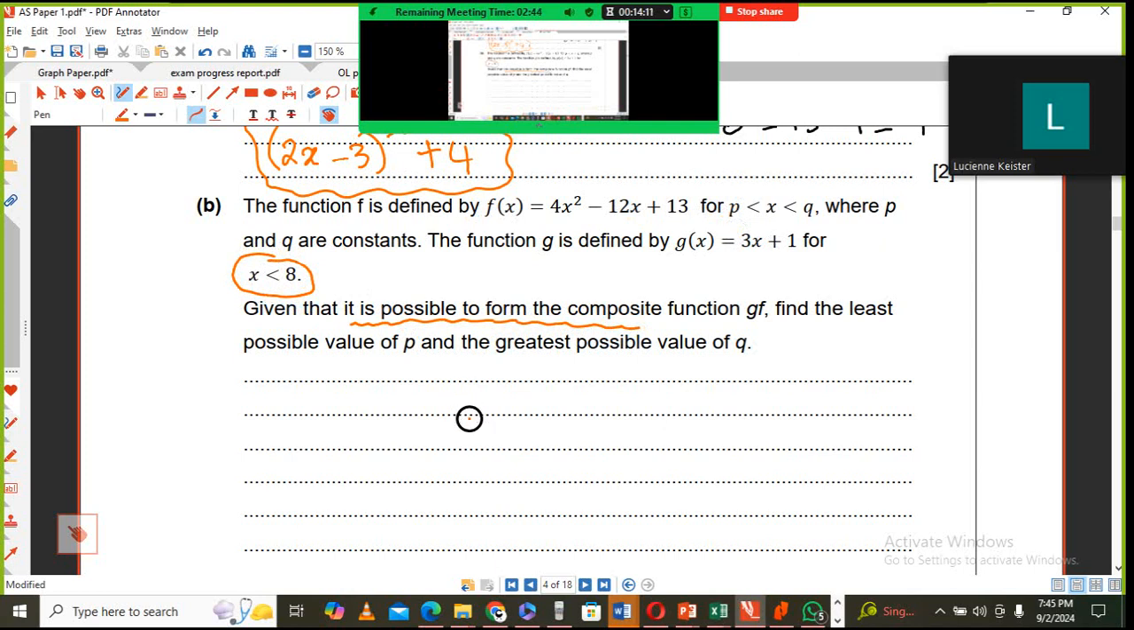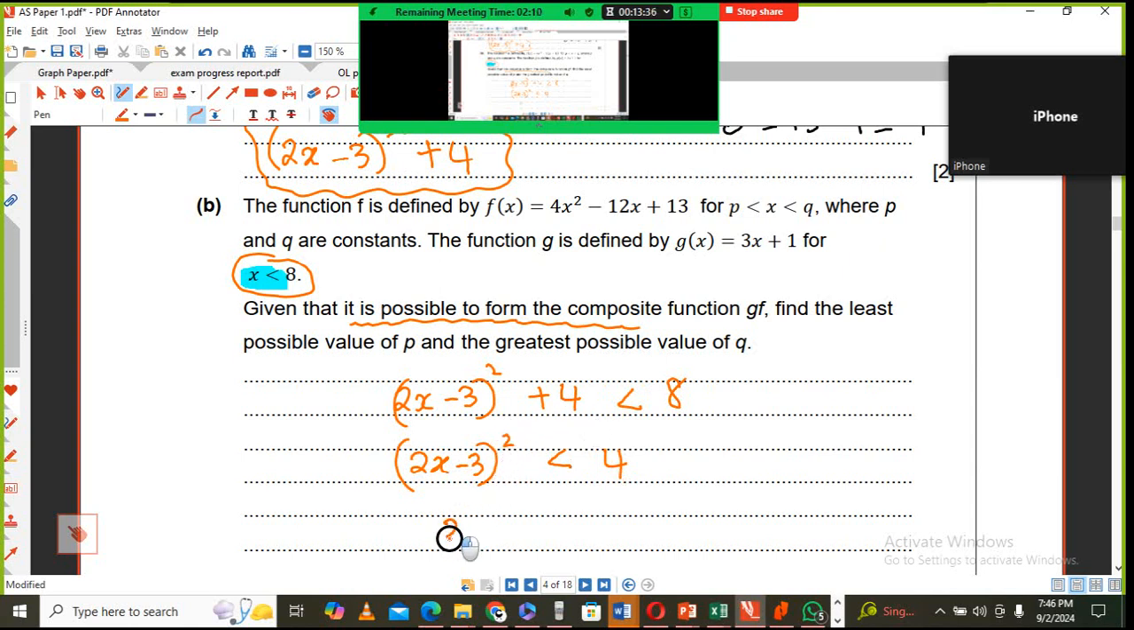Yes, sir. So that means that we'll take this function f, which we already have as 2x minus 3 all squared plus 4. We are going to say let it be less than 8, the stuff that we have over there. And this will end up with us getting 2x minus 3 all squared less than 4. You know where the 4 comes from? Here's the thing now. Once you take the square root, you are going to have two answers. So once you take the square root, you are going to have a scenario with 2x minus 3 less than 2 and greater than minus 2.